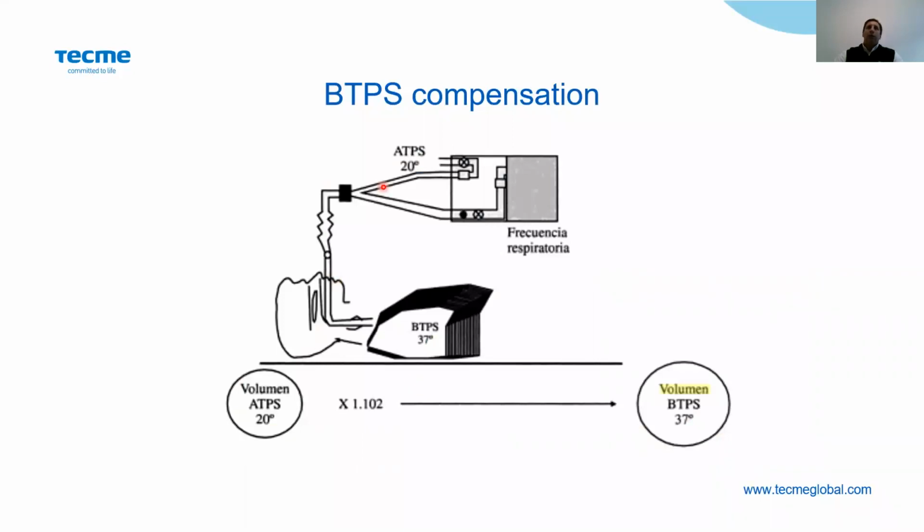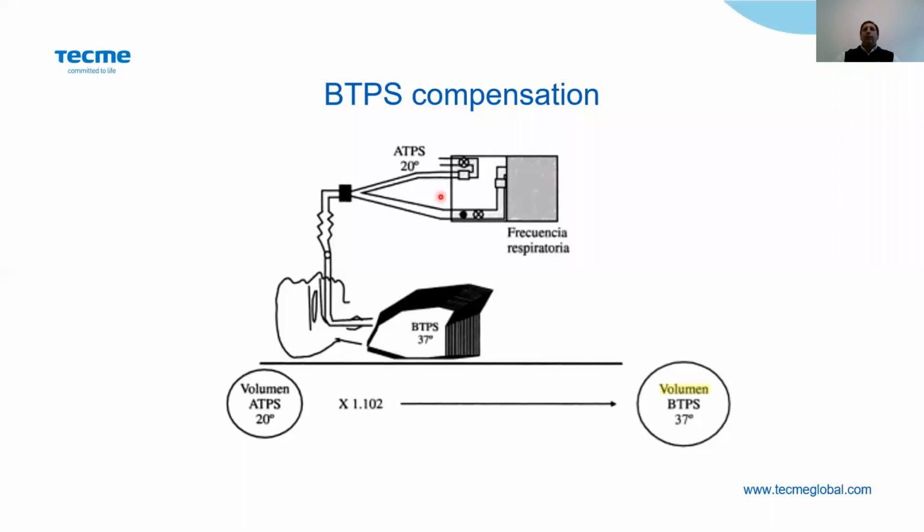In any of these types of humidifier, active and passive, we will do a BTPS compensation. What is a BTPS compensation? As you may know, when any gas is warmed up, the volume of this gas increases proportionally to the temperature of the gas. The bigger the temperature, the bigger the volume this gas is going to occupy.